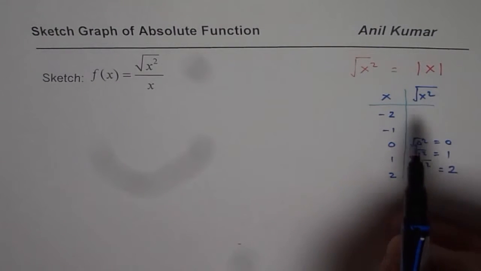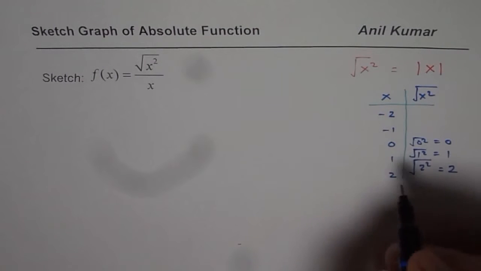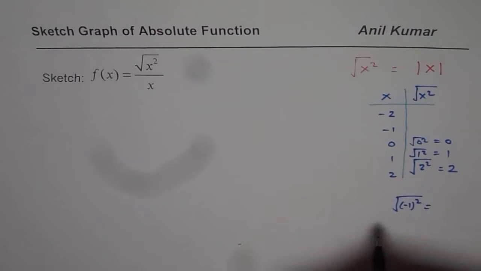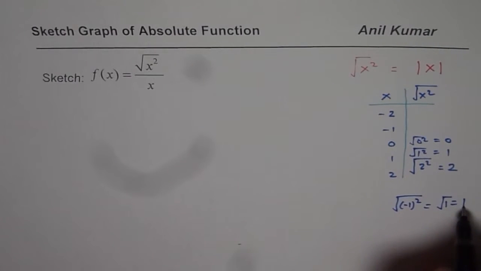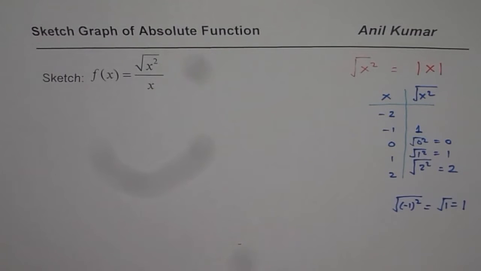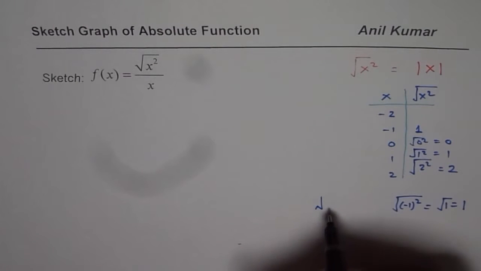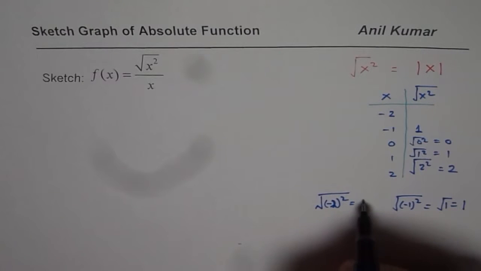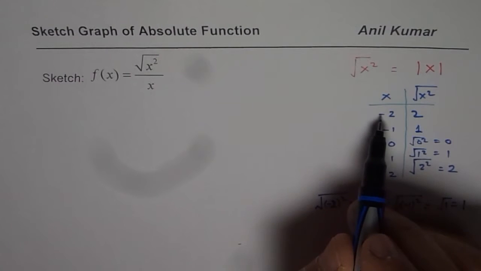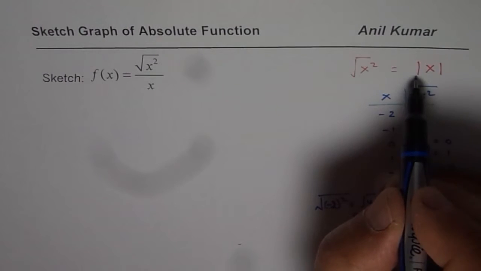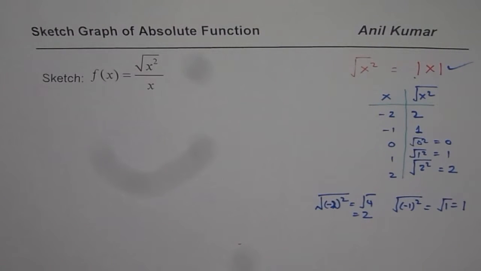Now see what happens when you substitute minus 1 here. Square root of minus 1 squared is equal to square root of 1, which is 1, not minus 1. Do you see that? Similarly, if you do square root of minus 2 squared, you get square root of 4, which is 2. It is not minus 2. So what you are getting on the right side are all positive values, and therefore we write absolute x. You get the idea now, correct?